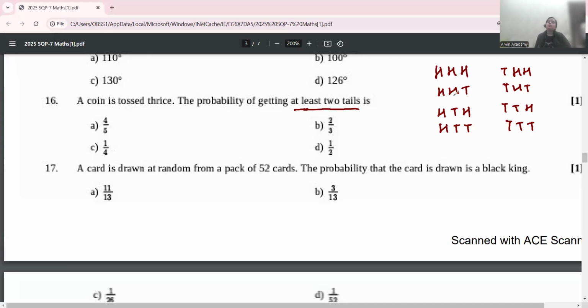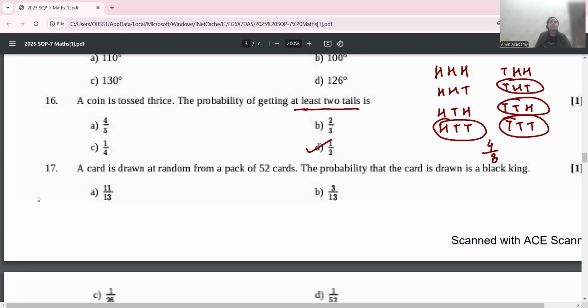Now, for at least two tails, we have this particular observation. These have two tails, and also this one because it has three tails. So, at least two it satisfies. We get 4 by 8 or 1 by 2, option number D.